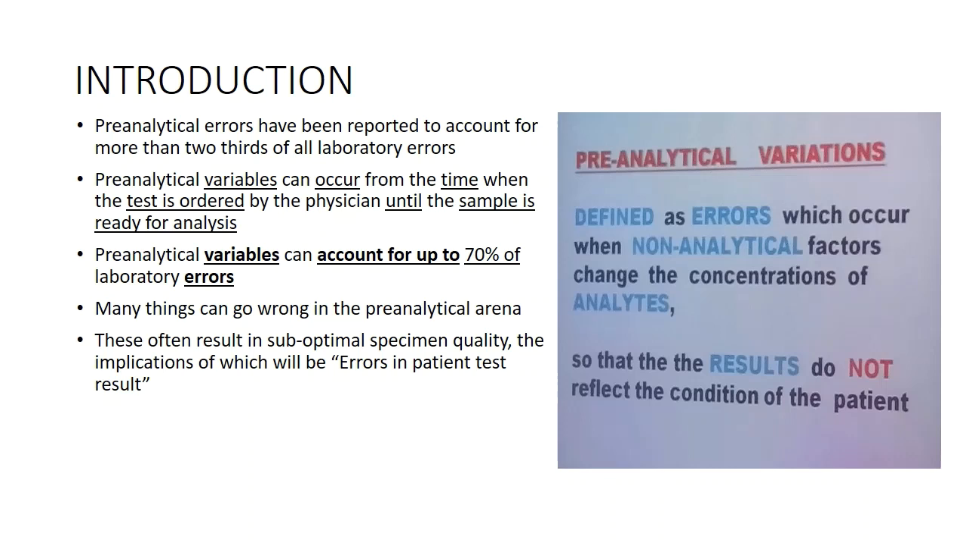So that means there is a huge area where these pre-analytical errors may take place. It may happen at the billing or registration area, during phlebotomy, during transport, or inside the lab but before testing, that means at the sample receiving area, during accessioning by an accession executive, during barcoding, etc. Right? Pre-analytical errors have been reported to account for more than two-thirds of all laboratory errors.